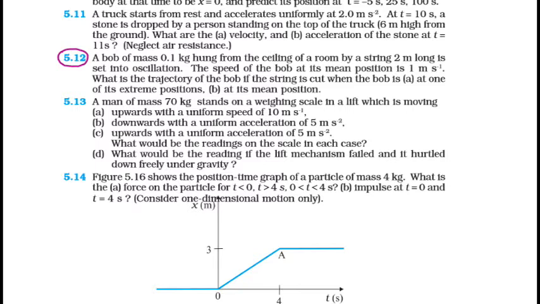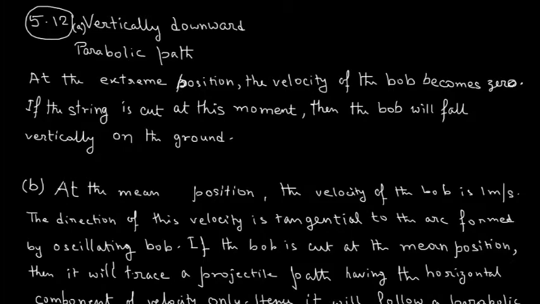So for the solution of 5.12, let us see how to solve 5.12. So here part A, vertically downward and parabolic path is the answer. The explanation is, at the extreme position the velocity of the bob becomes zero. If the string is cut at this moment, the bob will fall vertically on the ground.